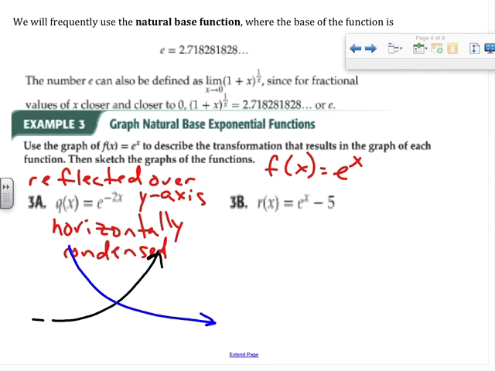Finally, if my basic parent function for E looked like this, e to the x minus 5 would just be 5 spaces down. So 1, 2, 3, 4, 5. That's the main thing I'm interested in.